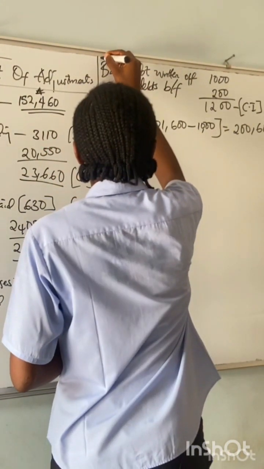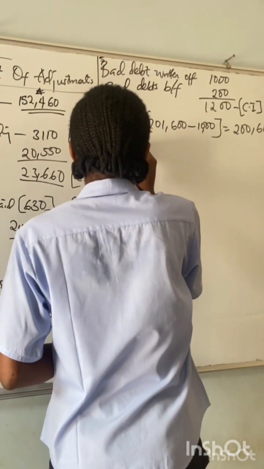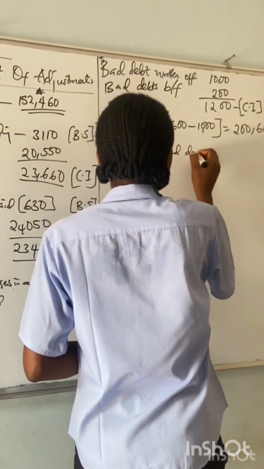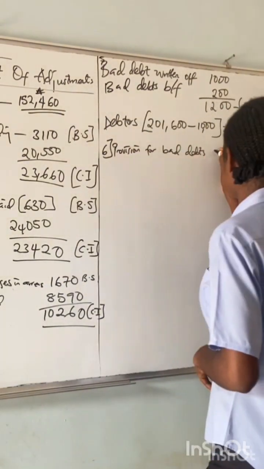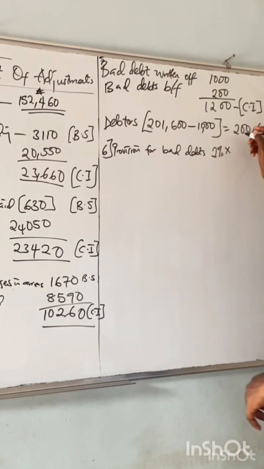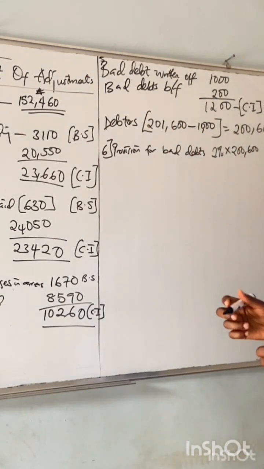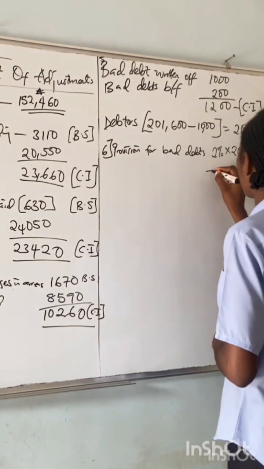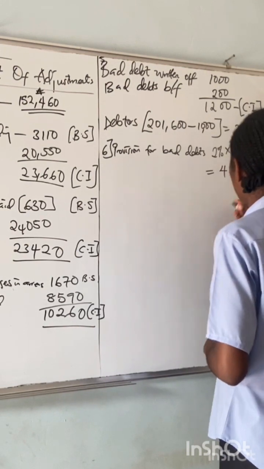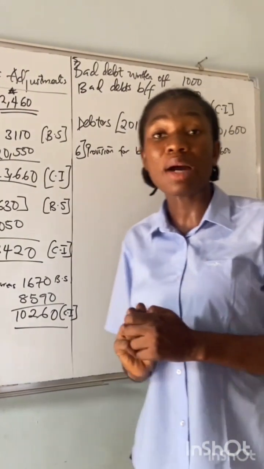This is our fifth workings. We have that provision for bad debt to be 2% of our trade receivable, that's our debtors. This is 200,600 naira. So the 2% of this will be 4,012. So this is our 2%, right, of our provision for bad debt, our new provision.